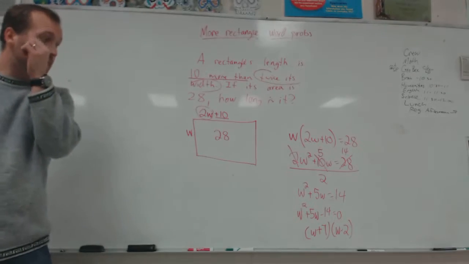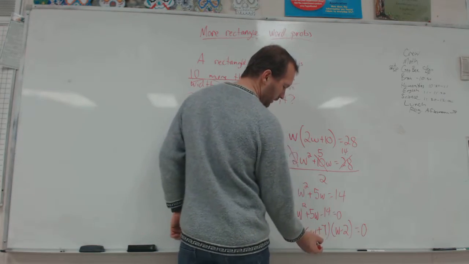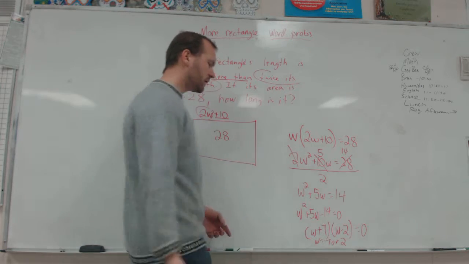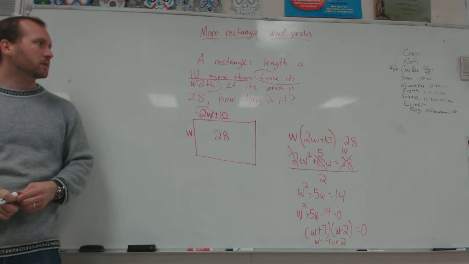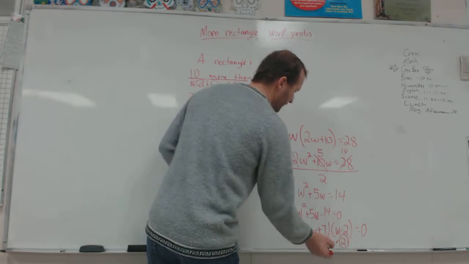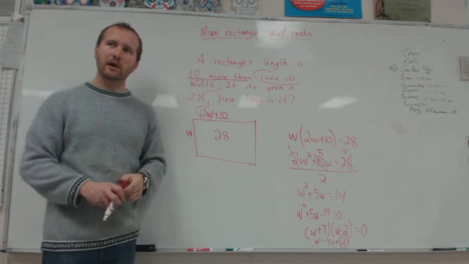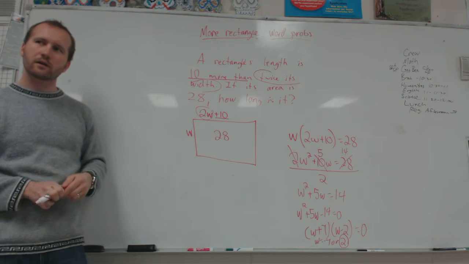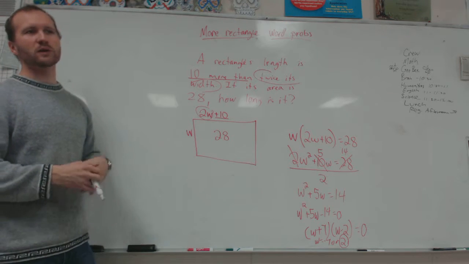And which one of those makes sense? So either w would equal negative 7 or positive 2. Only one of those makes sense for a rectangle's width, though. Which one is it? 2. Yeah, the positive one, 2. Now let's go back. What are they actually asking us in this question? How long is it? So how long is the rectangle? Is it 2 units? I didn't put any units, so just say units or whatever.